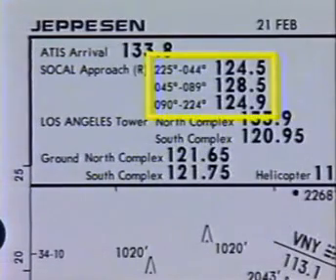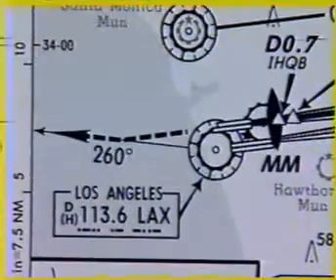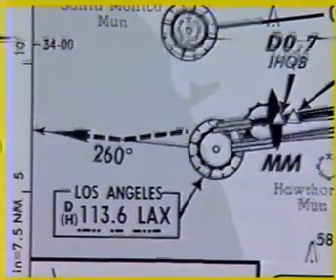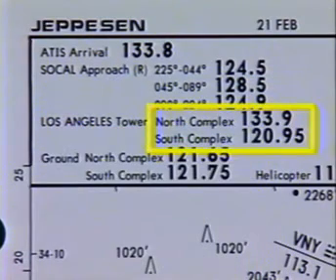Moving to the communications box, notice that the frequencies are listed in the normal sequence of use when arriving at an airport: ATIS, approach, tower, and then ground. At larger airports, separate frequencies may be used depending on the sector from which you're approaching. At Los Angeles International, the approach control frequencies are sectorized. There are also different tower frequencies depending on whether your destination is the north or south complex.